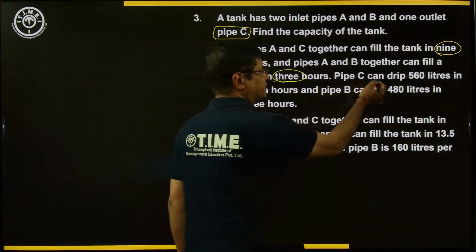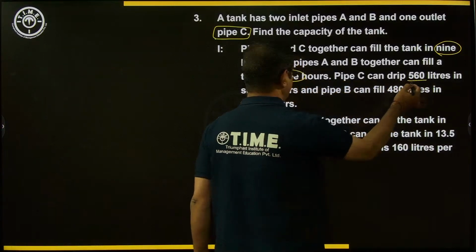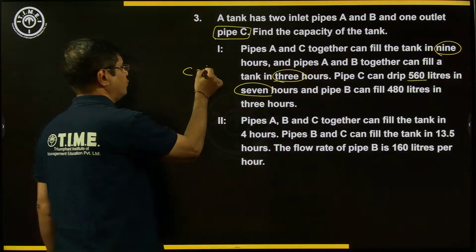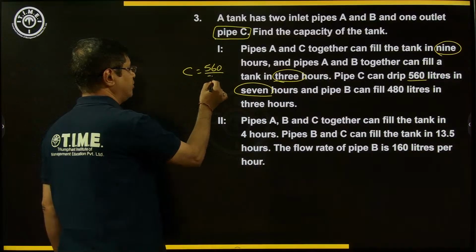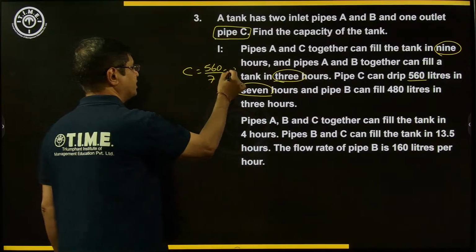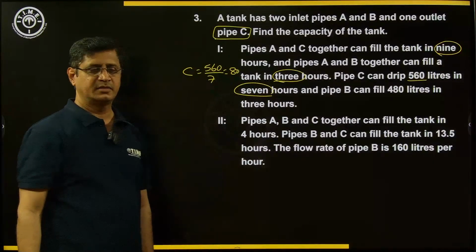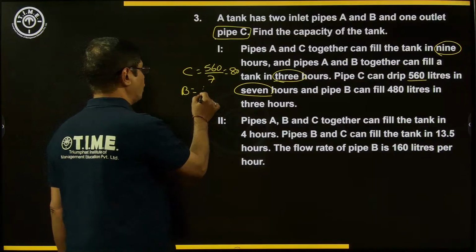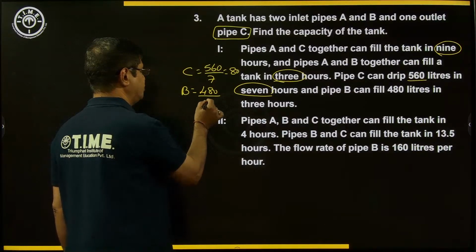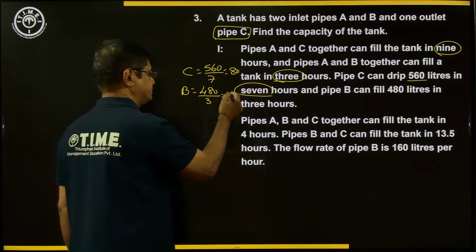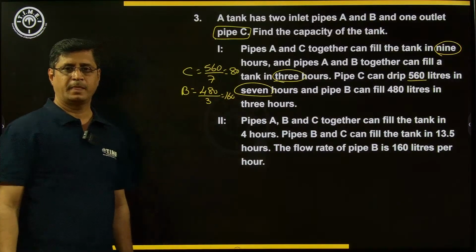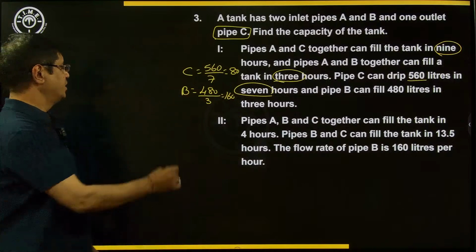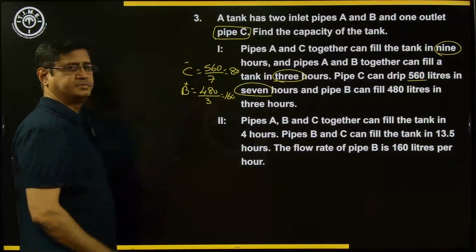What is the capacity of C? 560 liters in how many hours? 7 hours. C can drip 560 liters in 7 hours, meaning 80 liters per hour. What about B? B fills 480 liters in 3 hours, that is 160 liters per hour. This is the rate of flow of each pipe. B is a filling pipe and C is a drainage pipe.